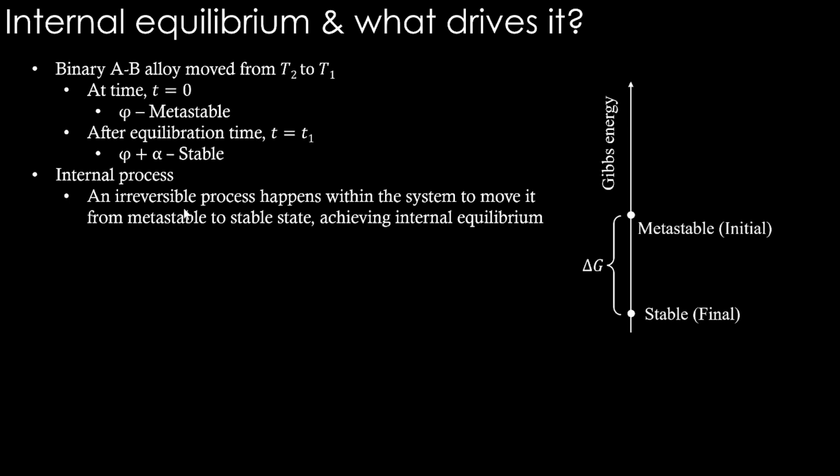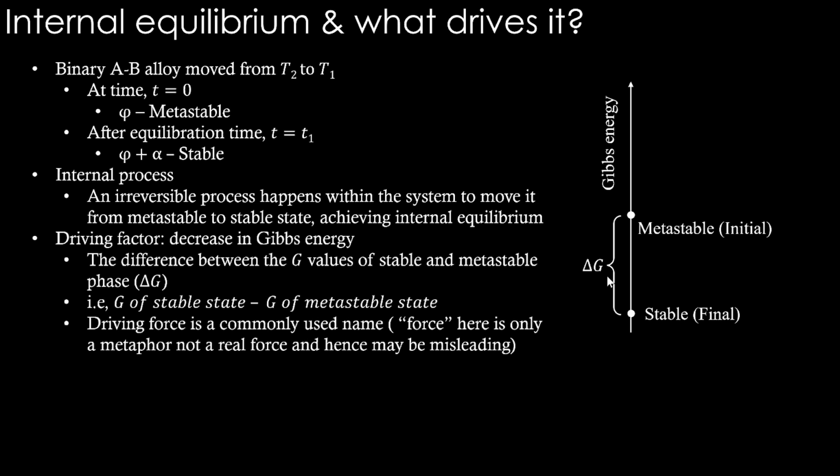What drives it? Basically the Gibbs energy reduction. You see, if we plot Gibbs energy as an axis, the metastable initial state Gibbs energy is somewhere here, and the stable final state Gibbs energy is somewhere here. The difference in Gibbs energy, final minus initial, which will be a negative value, is the delta G, which drives this transformation. So the driving factor is the decrease in Gibbs energy. It is the difference between the G values of the stable and metastable phases, that is delta G.